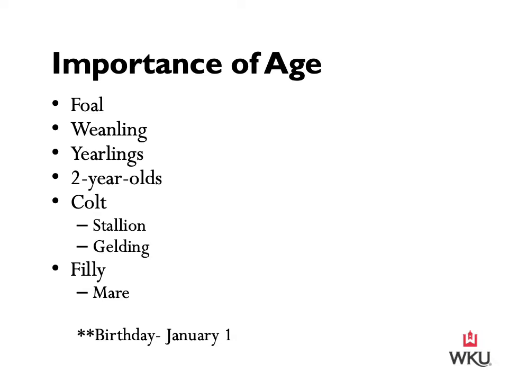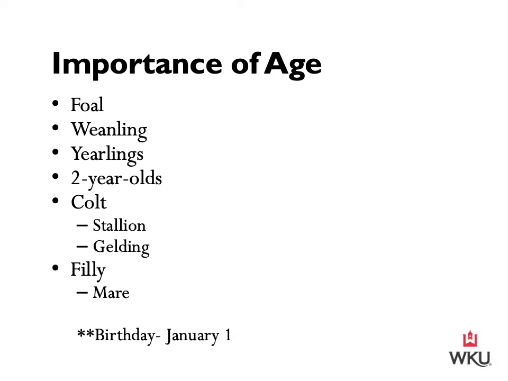Oftentimes the term weanling is used for horses that are 6 months to 1 year of age. So that's going to be our weanlings. And then horses 1 to 2 years old may be called yearlings. And as a two-year-old, we often call these horses two-year-olds. So all of these we can fairly easily follow. So foal is going to be birth until it is weaned. Weanling is going to be 6 months to 1 year of age. Yearlings are going to be 1 to 2. And horses that are 2 years of age are going to be two-year-olds.